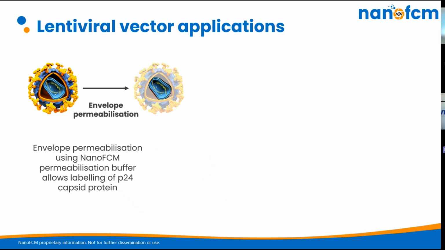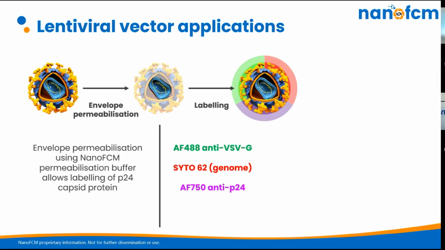First, we start with envelope permeabilization. This is a slightly modified protocol based on the work we've done with interior cargo staining with EVs. This allows for labeling of P24 capsid protein.